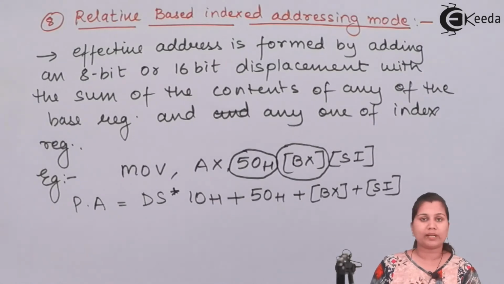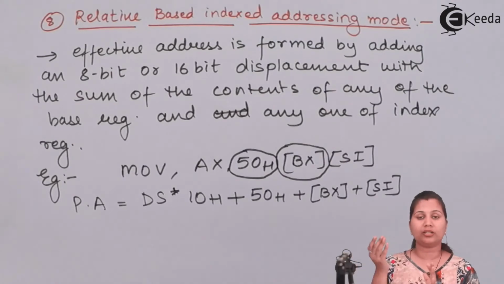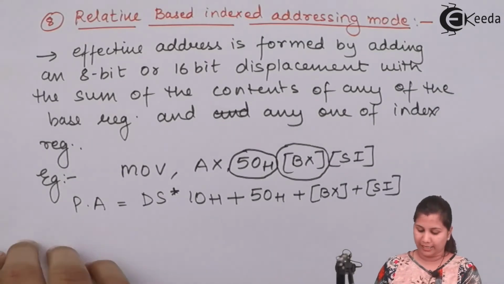So these were the addressing modes for the sequential control flow instructions, that is, those instructions which do not transfer the control to some other location. They are going to execute the instructions one by one in a sequence. Next we will study the addressing modes for the control transfer instructions.